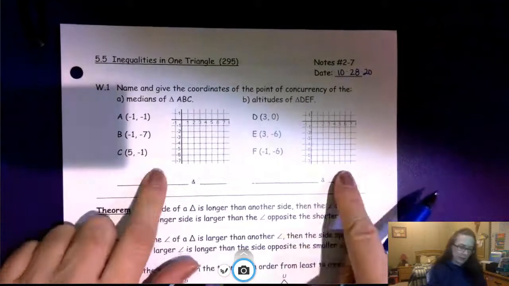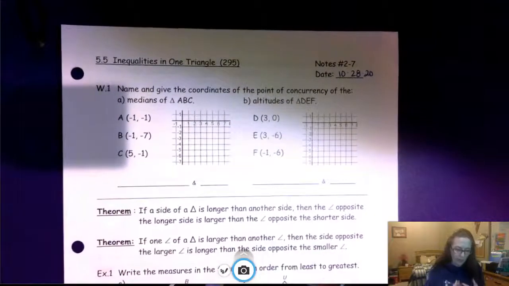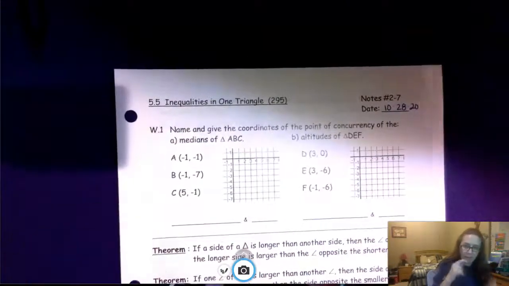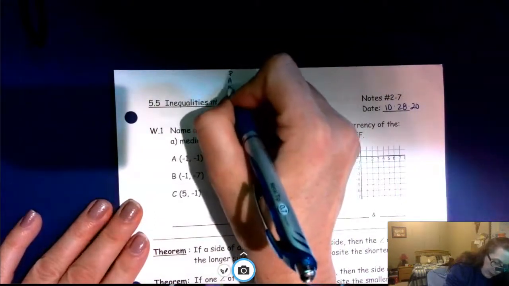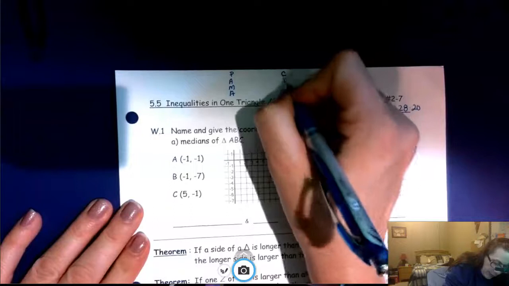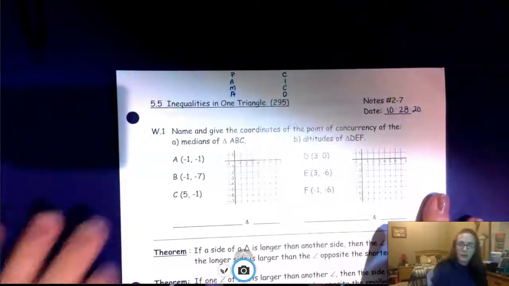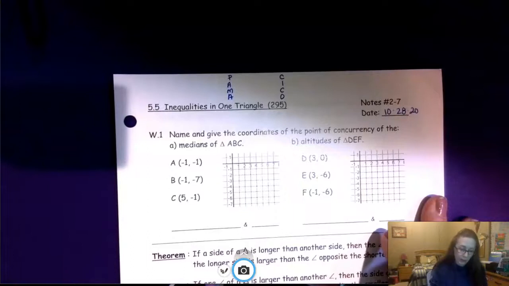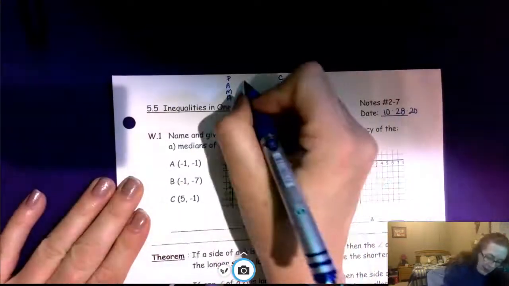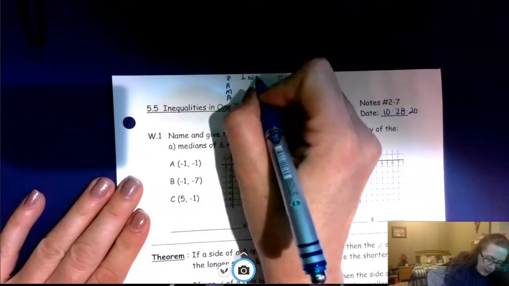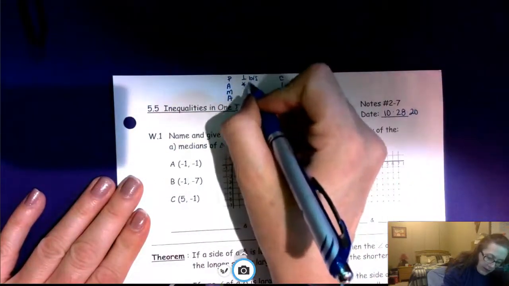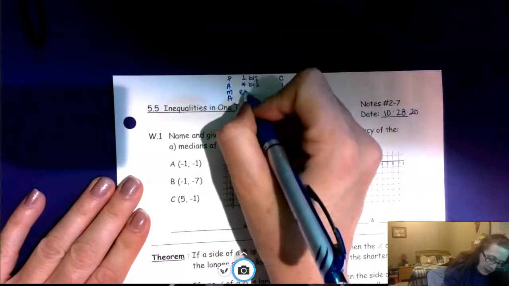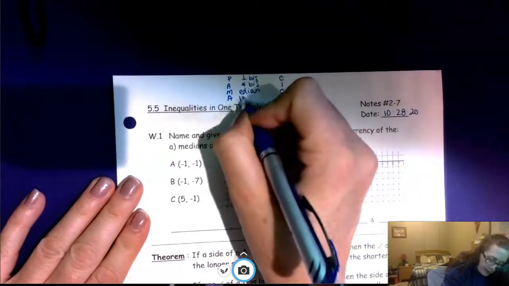Okay, so we're going to do a little bit of review for some of our points of concurrency. One thing I would do every time I'm doing points of concurrency and I want to know the names, I write my mnemonic device. I write Hannah, Seeker. So hopefully that helps me remember that I have 4 lines that I'm looking for when I have points of concurrency. It is a perpendicular bisector. Maybe pause your screen. Can you fill this out on your own? An angle bisector, a median, and an altitude.